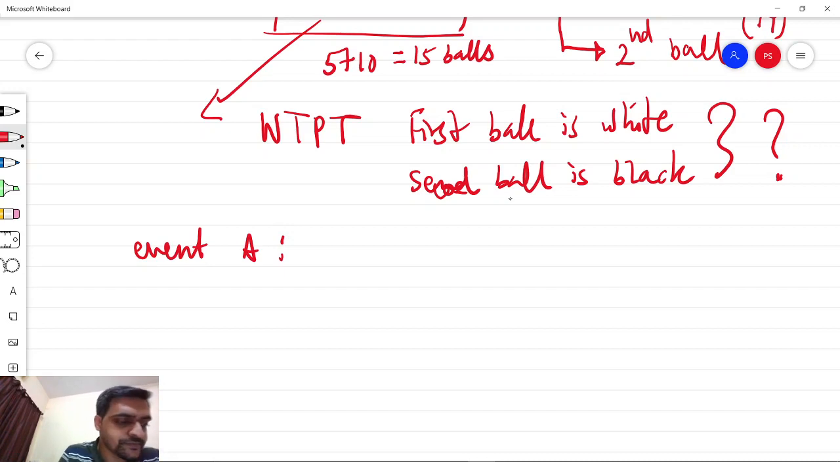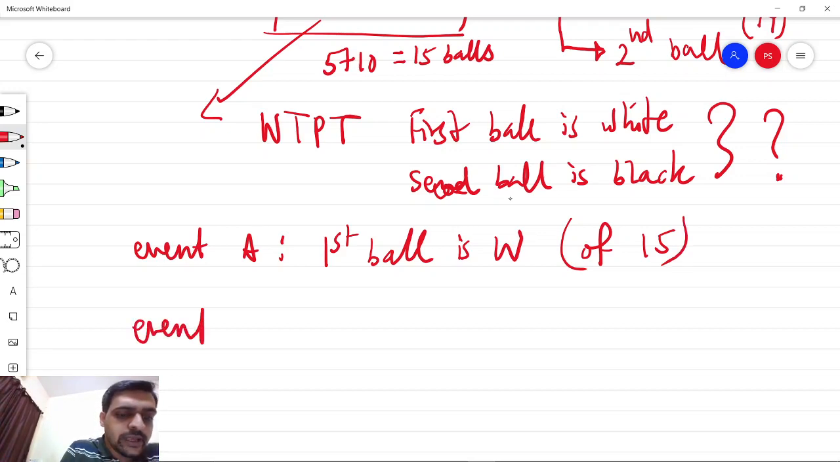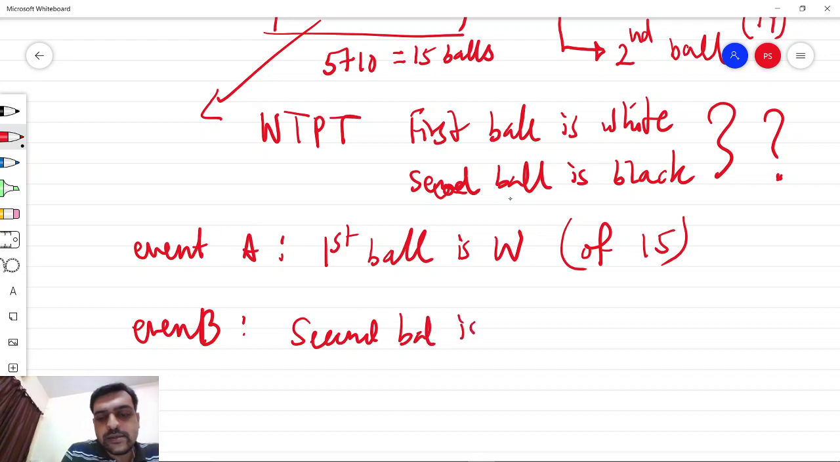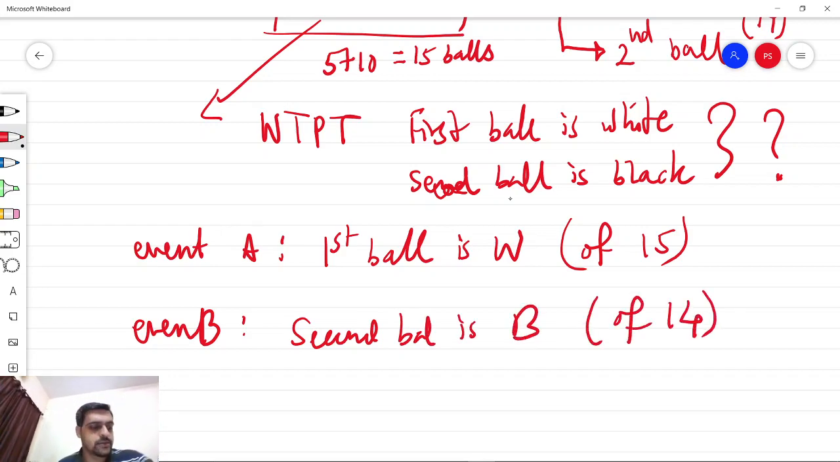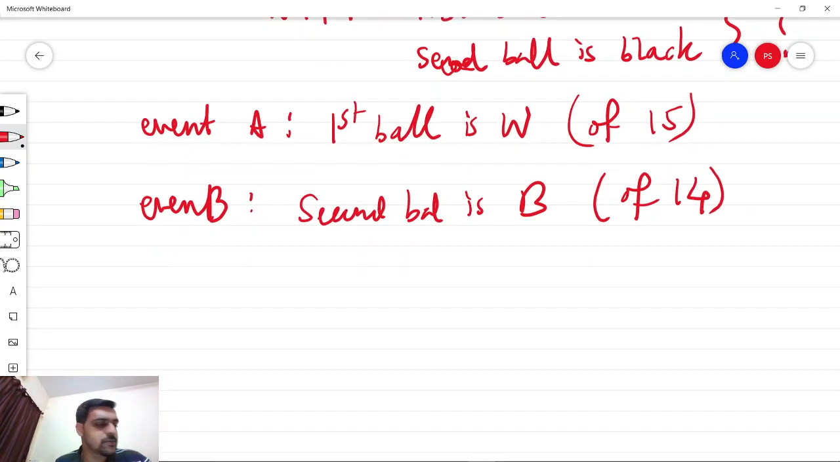Event A says that the first ball is white, of the 15 balls available, and event B says that the second ball is black, of the available 14 balls, since the first ball has already been removed from the box.